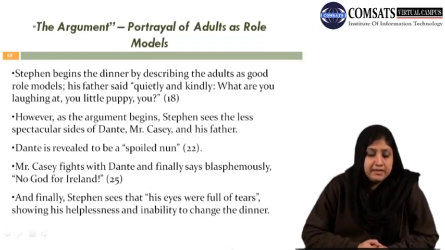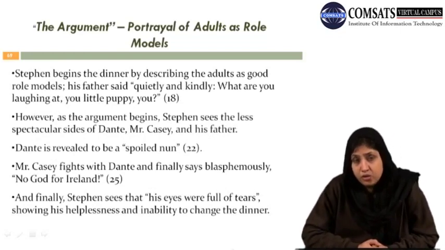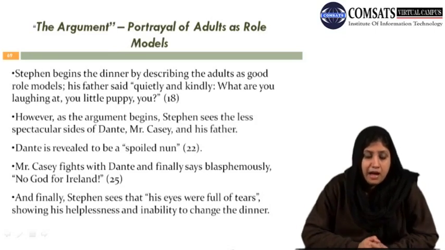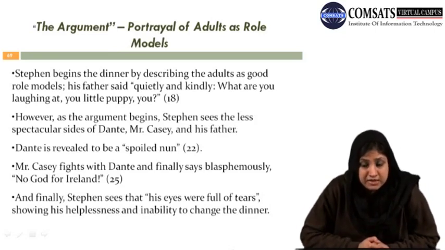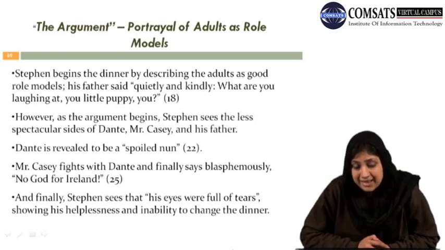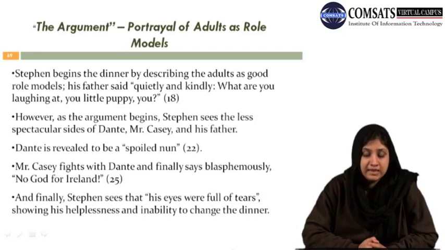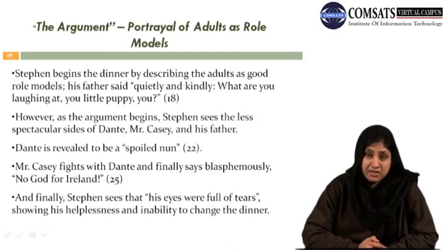Stephen begins the dinner by describing the adults as good role models. His father said quietly and kindly, "What are you laughing at, you little puppy?" However, as the argument begins, Stephen sees the less spectacular sides of Dante, Mr. Casey and his father. Dante is revealed to be a spoiled nun. Mr. Casey fights with Dante and finally says blasphemously, "No God for Ireland." And finally, Stephen sees that his eyes were full of tears, showing his helplessness and an inability to change the dinner.